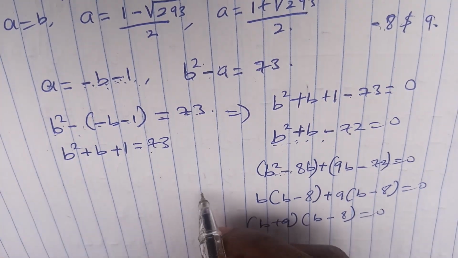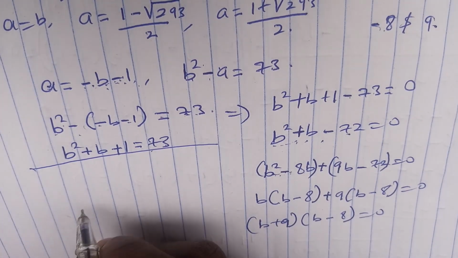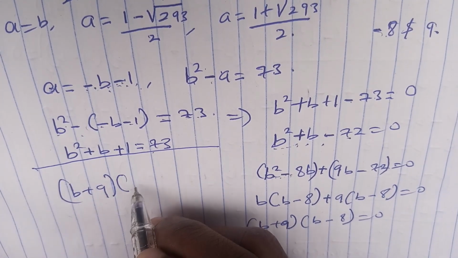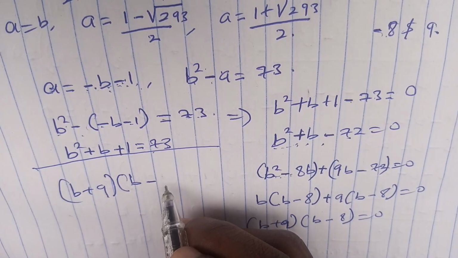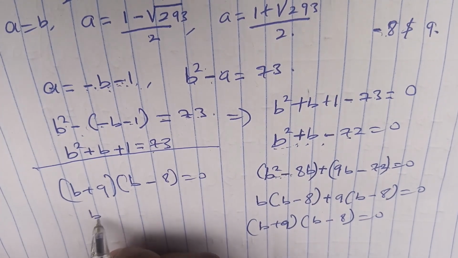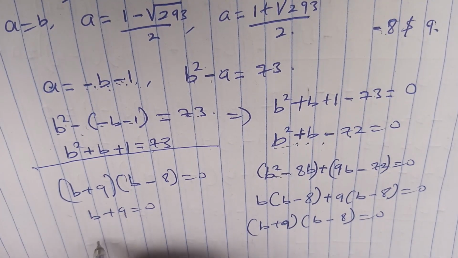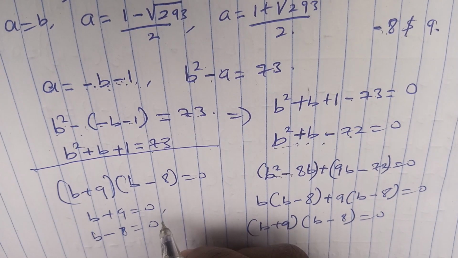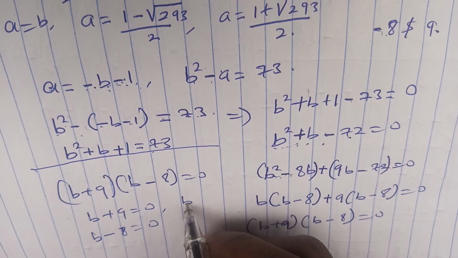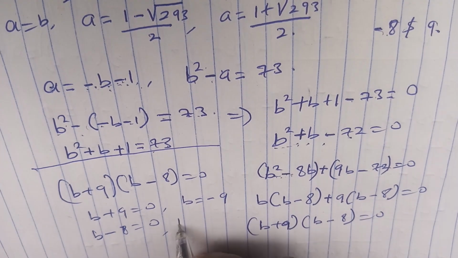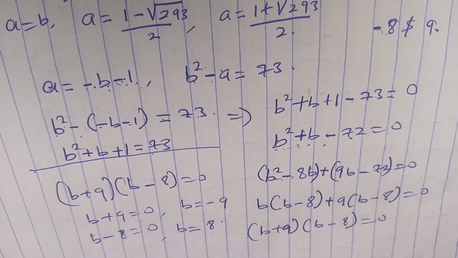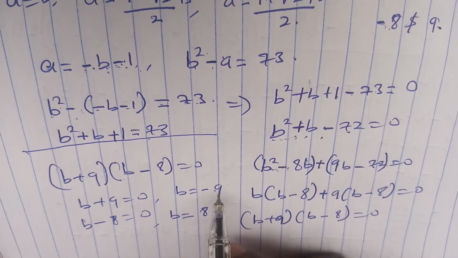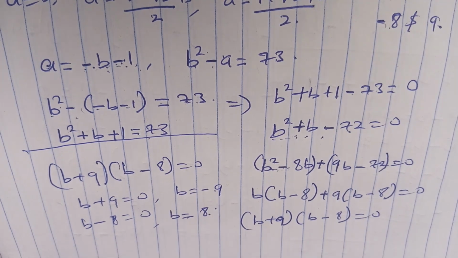So we are now having b plus 9 times b minus 8 equals 0. We can say b plus 9 equals 0 and b minus 8 equals 0. Therefore, b equals minus 9 and b equals 8. So this is what we are now having.